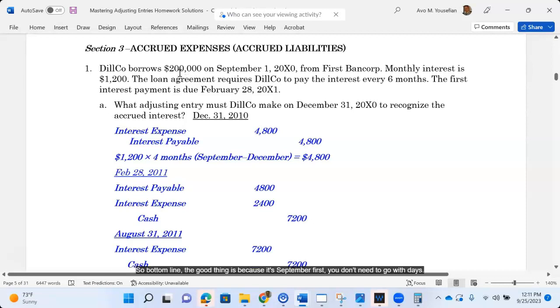So bottom line, the good thing is because it's September 1st, you don't need to go with days. You can go with months. So September, October, November, December.